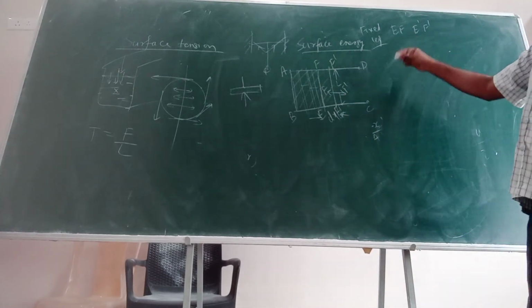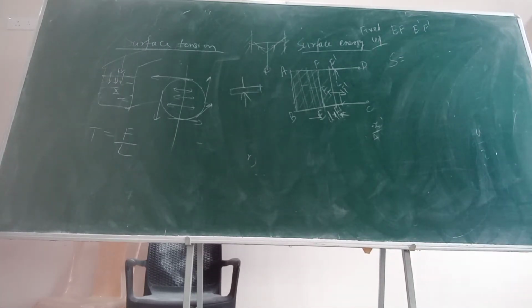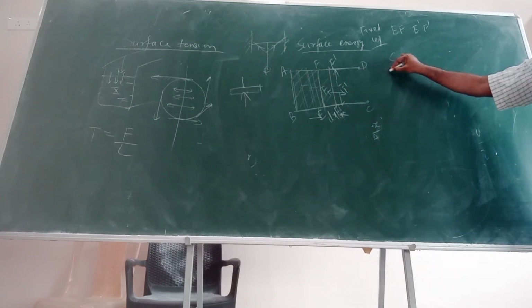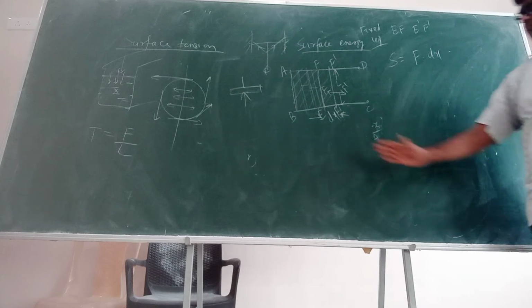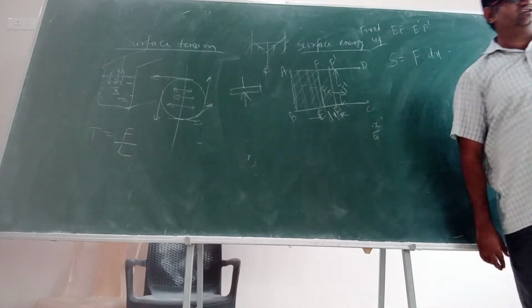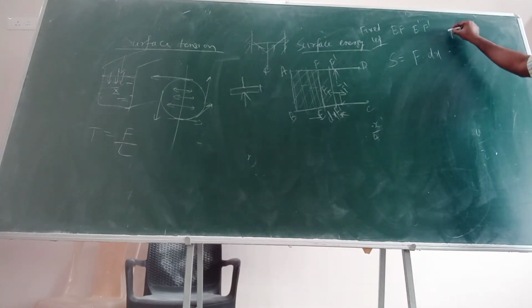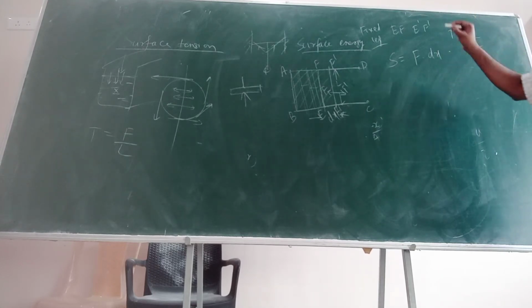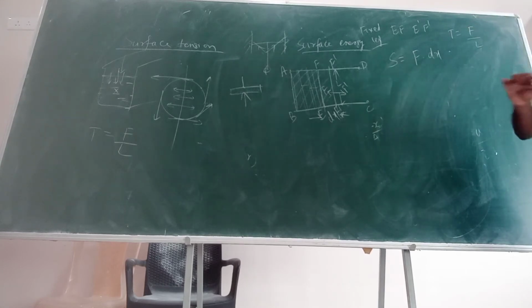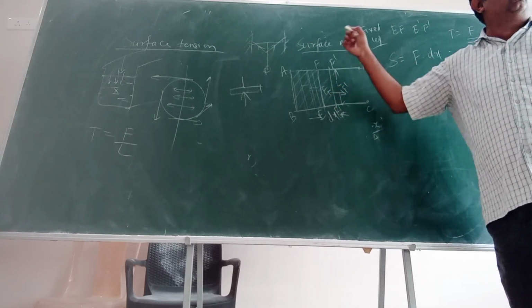So surface energy is denoted by S. Can I write it as force multiplied by the displacement? Surface energy means some work done. That work done is force multiplied by the displacement. The frame got moved from EF to E dash F dash. But what is F? T is equal to F upon L. This is our definition. T is surface tension. This is the surface tension force. Both are two different things. This force is the surface tension force. This is the total force.